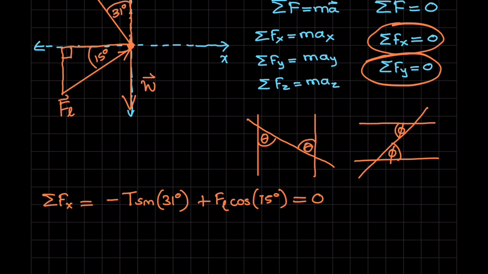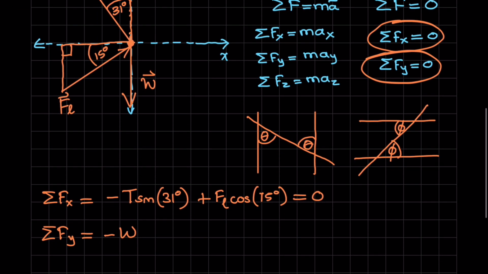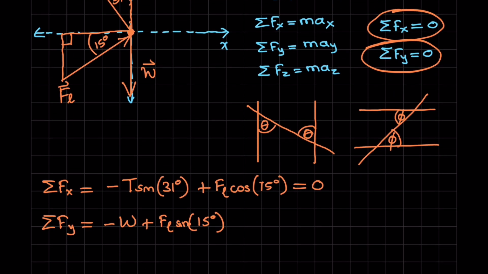Okay, so then what we're going to do is sum the forces in the y direction. We'll do one of the easier ones, the weight, right? So minus the weight, it's in the negative y direction. And then let's put in FL's contribution to the y direction. It's positive FL sine of 15 degrees. And then we have the tension. So that's also a positive tension cosine of 31 degrees, again, equal to 0.